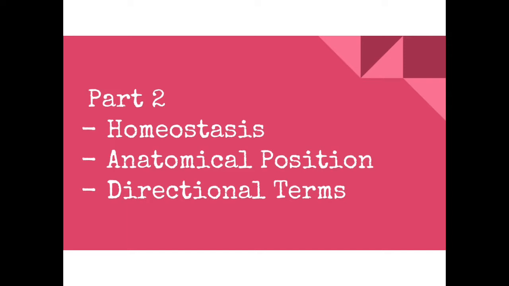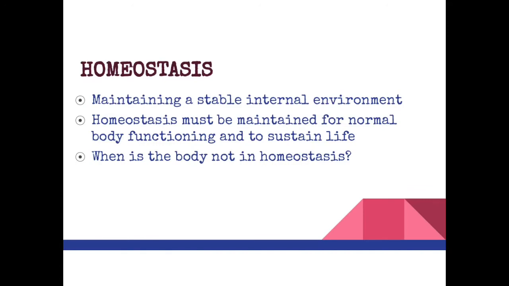Today's lesson is going to be the second part of chapter 1, which is going to look at homeostasis, anatomical position, and directional terms. So starting out with homeostasis, homeostasis is just the process that our body undergoes to maintain a stable internal environment. And in order for us to have normal body functioning, we have to be in a state of homeostasis. And we have to remain in that state in order to sustain life.